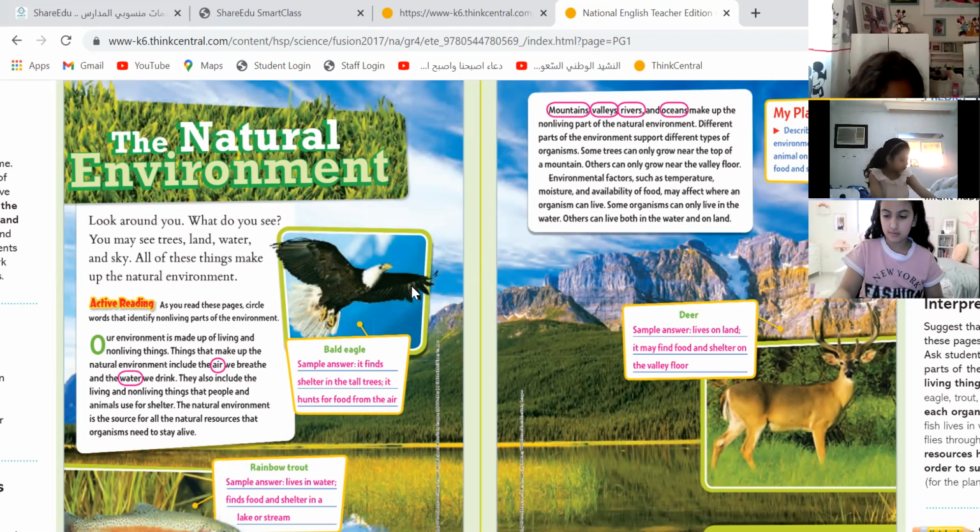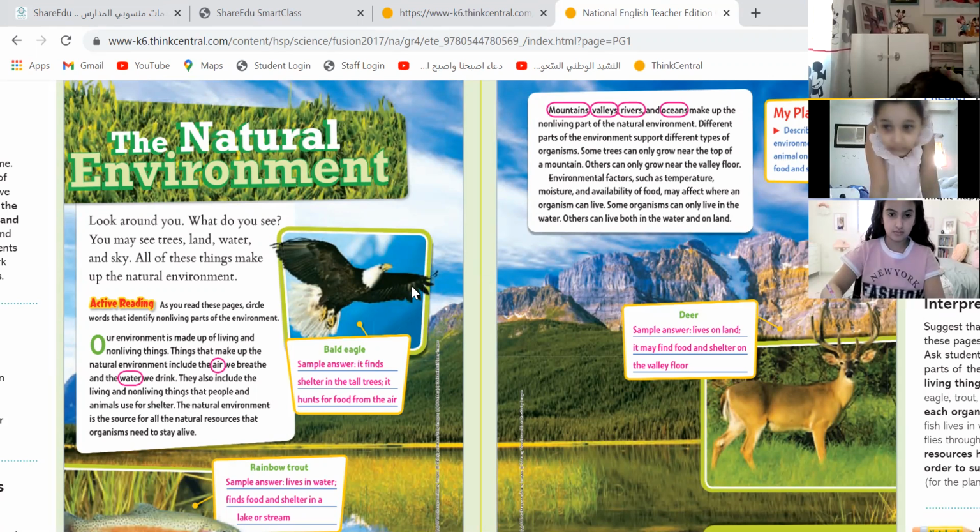The natural environment is the source for all the natural resources that organisms need to stay alive. Look at this bald eagle. It finds shelter in the tall trees. It hunts for food from the air. Is that right? Yeah.